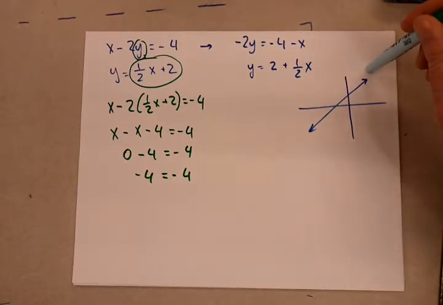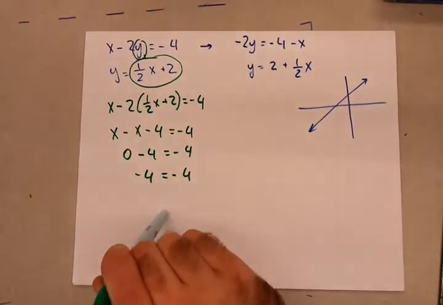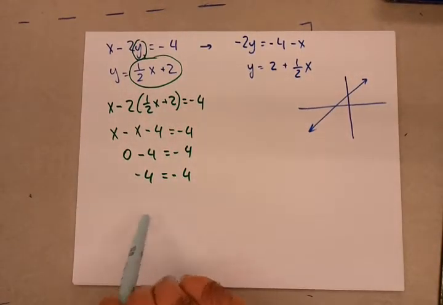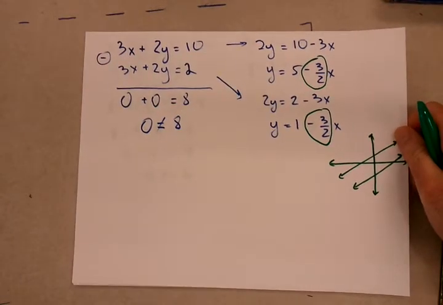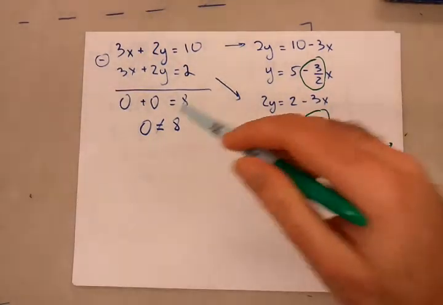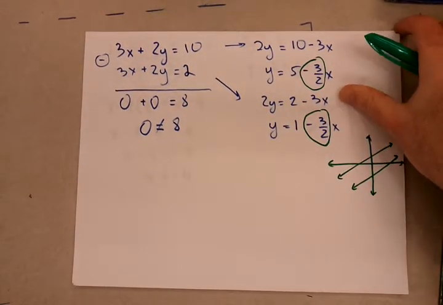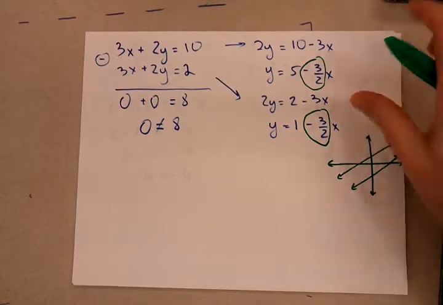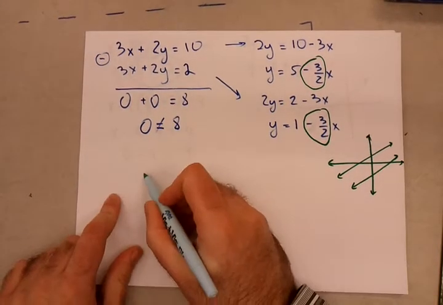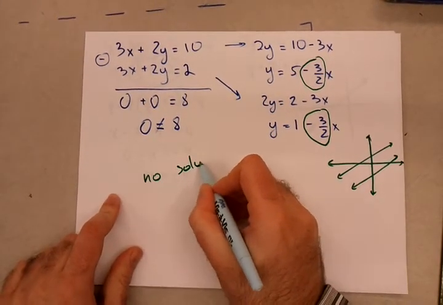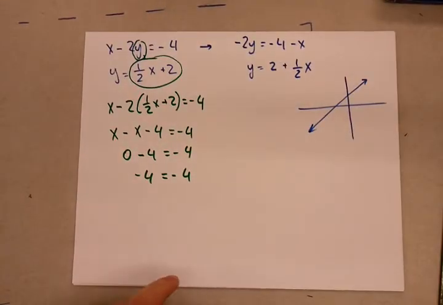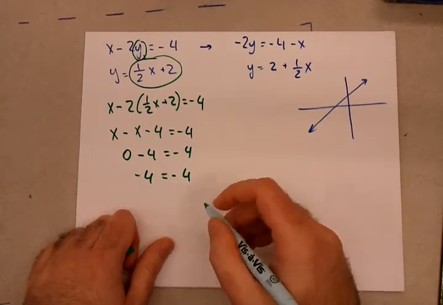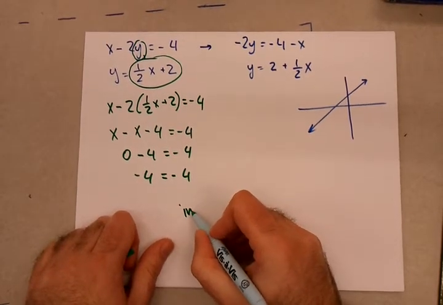If they are on top of each other, or if the outcome of the substitution or elimination is the same number equal to each other, infinite. If they're parallel, and if the outcome of the elimination or the substitution is two numbers that are not equal to each other, no solution. So let me write that down. No solution. And this one is infinitely many solutions.